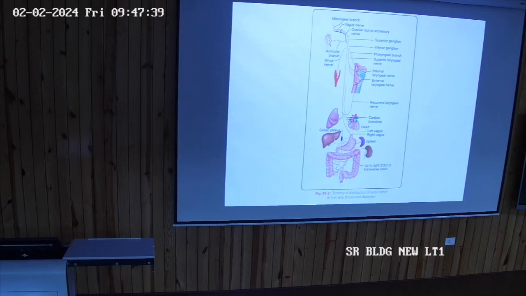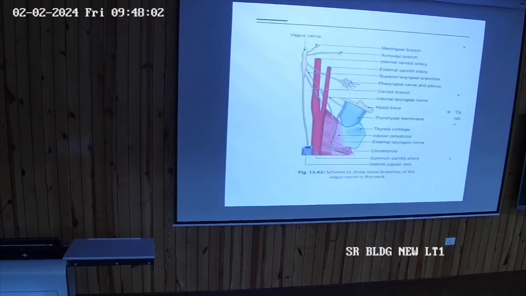And the other one, look here, this is the transverse colon. So it is supplying up to the right two-thirds part of the transverse colon. That is the supply of the vagus nerve. So such extending courses, that I have already told you.